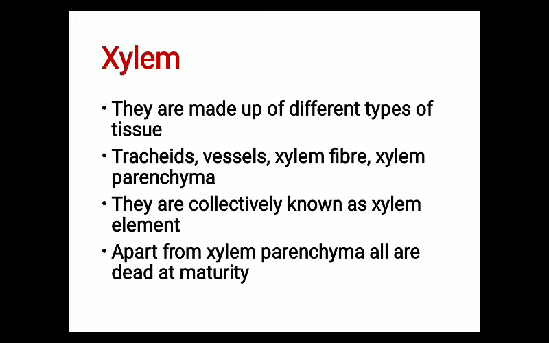Now xylem is made up of four different elements, and these elements are tracheids, vessels, xylem fiber and xylem parenchyma. So these are the components of xylem. These four are collectively known as xylem elements.